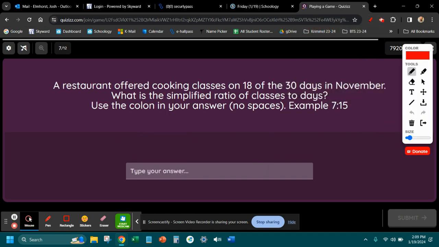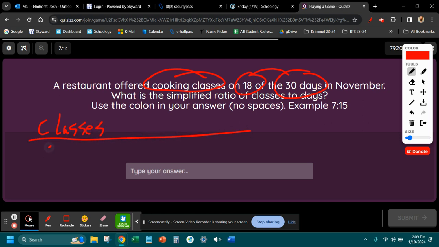Okay, question number 7. So we got cooking classes. It's going to be 18 days out of 30 days. Classes. You could put no classes in here, but it doesn't ask you anything about no classes. So we'll just do part to total, classes and days. So it's 18 out of 30. What is the simplified ratio of classes to days?